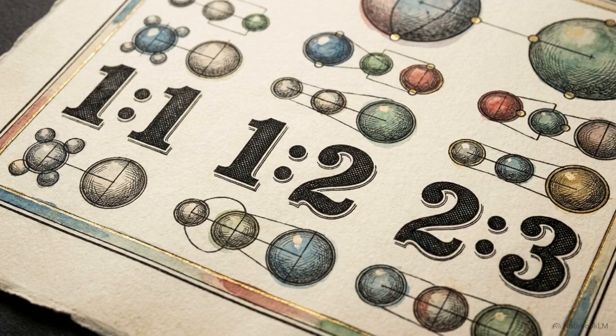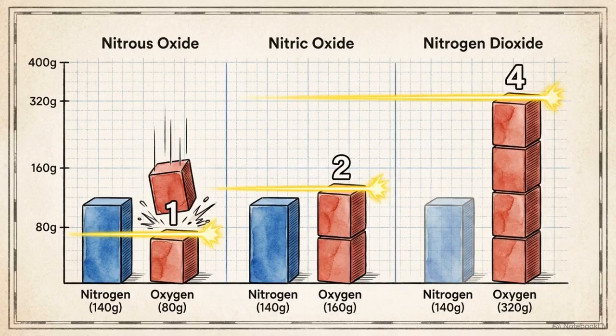Postulate 4 states that atoms of different elements combine in simple whole number ratios to form chemical compounds. This data visualization charts Dalton's empirical evidence, starting with a fixed mass of 140 grams of nitrogen gas. To create the first compound, nitrous oxide, that nitrogen requires exactly 80 grams of oxygen to react completely. To create the second compound, nitric oxide, the same 140 grams of nitrogen requires exactly 160 grams of oxygen. To form the third compound, nitrogen dioxide, the fixed block of nitrogen combines with exactly 320 grams of oxygen.